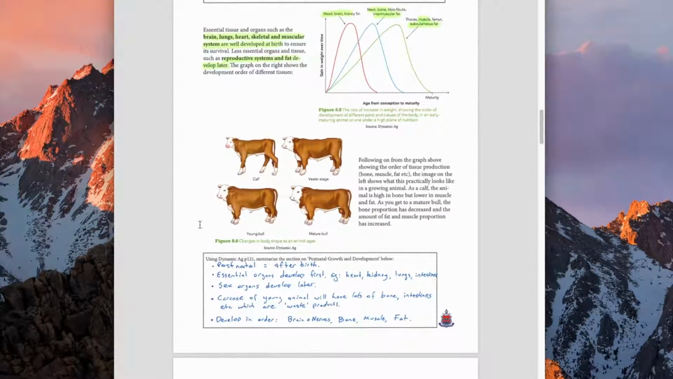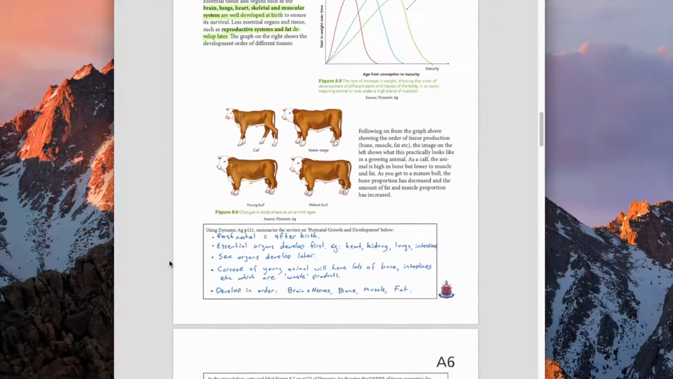And you can see that in what an animal looks like at various stages. So initially, a calf is going to look like it has a lot of bone. It has long legs, a large head relatively. That's the result of bone growing first. Then you start to get muscle put on as the animal gets older. And you can see the muscle definition in these two animals, the young bull and the vealer. And then lastly, the last thing to be put down is fat. And so the mature bull is going to have a significant amount of fat, whereas a calf won't have much at all.